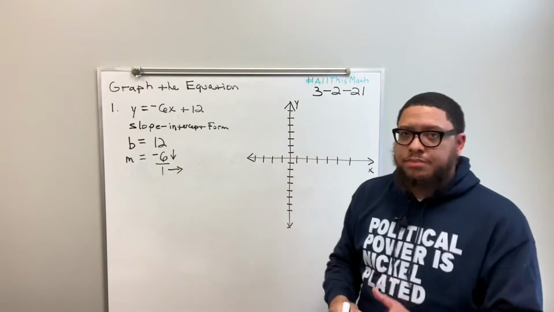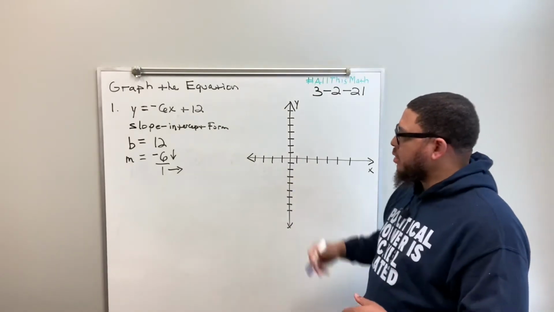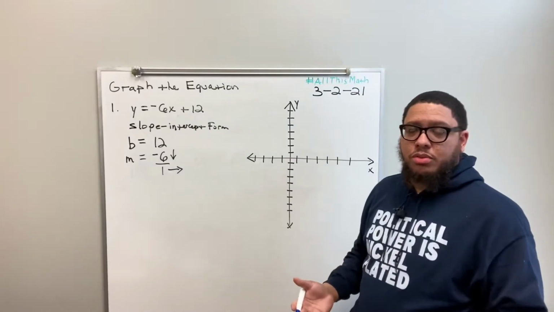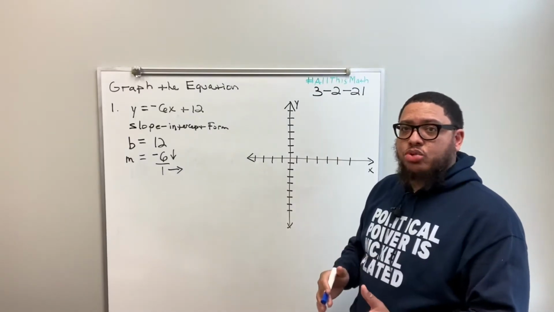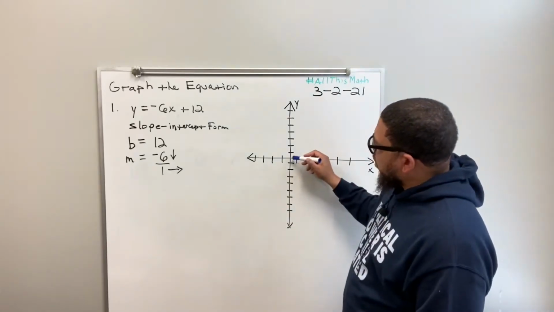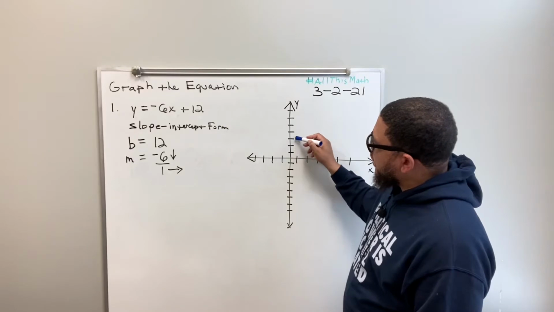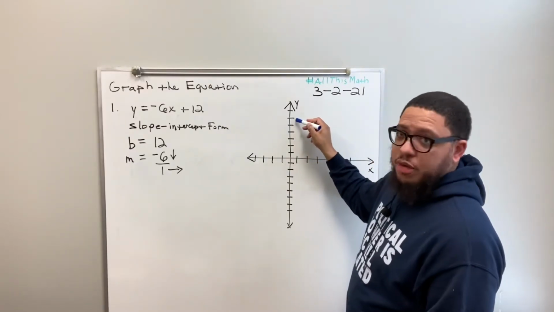But dig this. I can change my scale. Instead of counting by ones, what if I count by 2s? What if I count by 3s? I don't need to count by 3s. I'm going to just count by 2s. Now, what happens if I count by 2s? Watch this. Now I'm going 0, 2, 4, 6, 8, 10, 12. Now my 12 is right there.